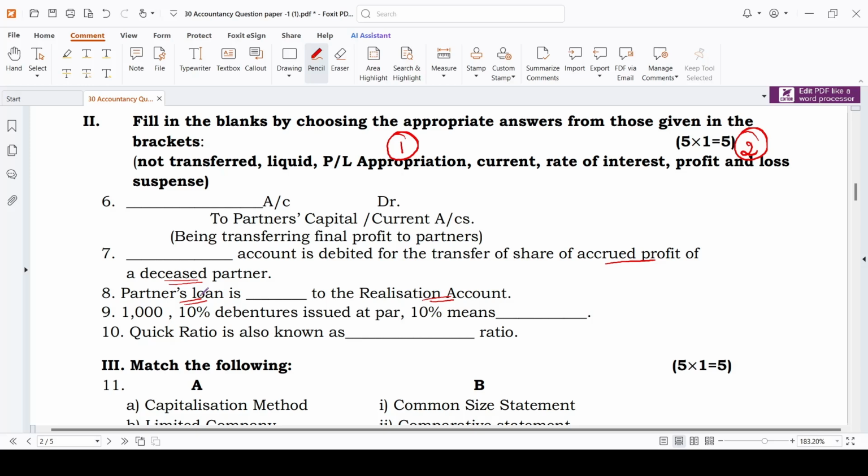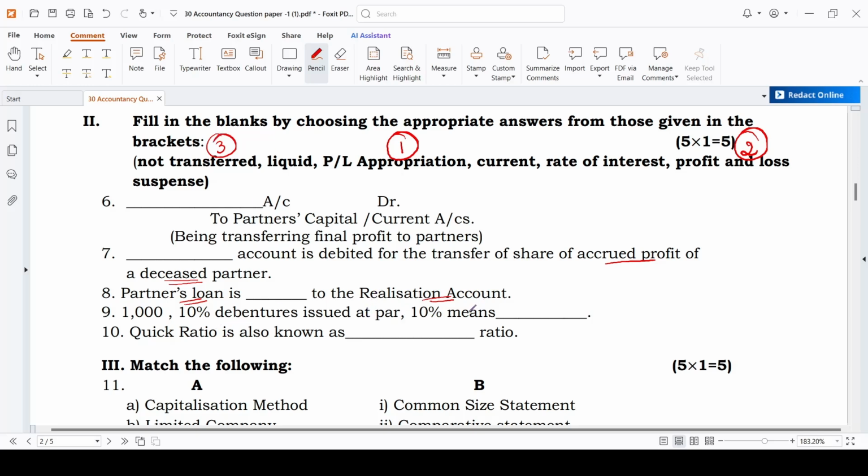Apart from partner, if any other person's loan is there, we will take it to the realization account. Partner's loan, we will take it to the bank or cash account, right? So here, partner's loan is not transferred to the realization account. Then where will you transfer? You will transfer to the bank or cash account.